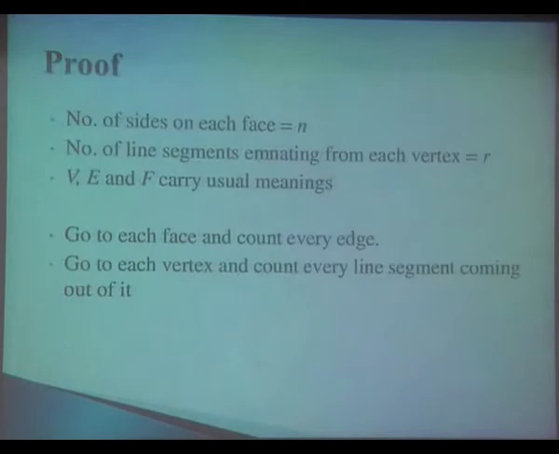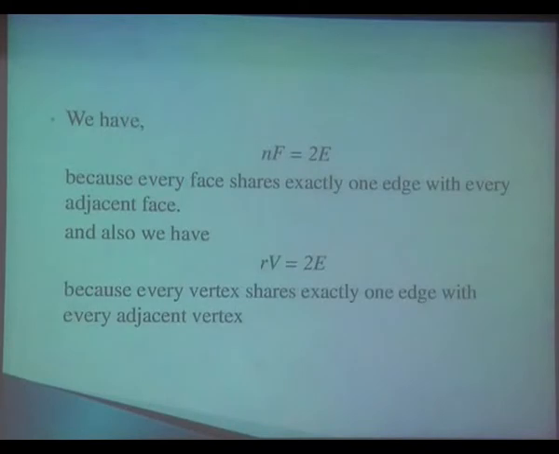Similarly, I'll go to every vertex and count the number of line segments that come out of it. Let that be R, and the number of vertices is V. So I have R times V. Again, I'll have counted every edge twice. So I have RV is equal to 2E again.